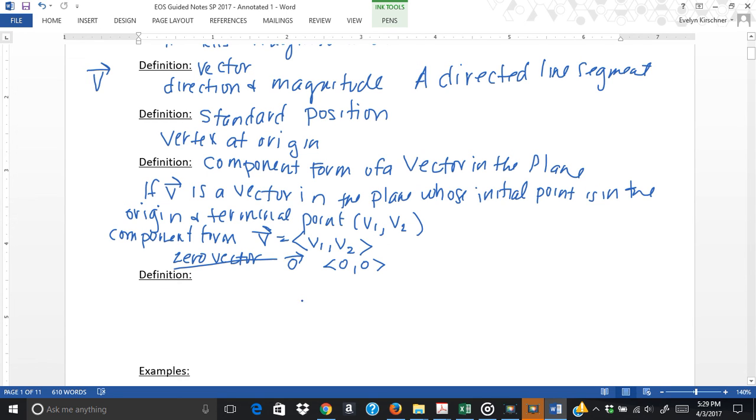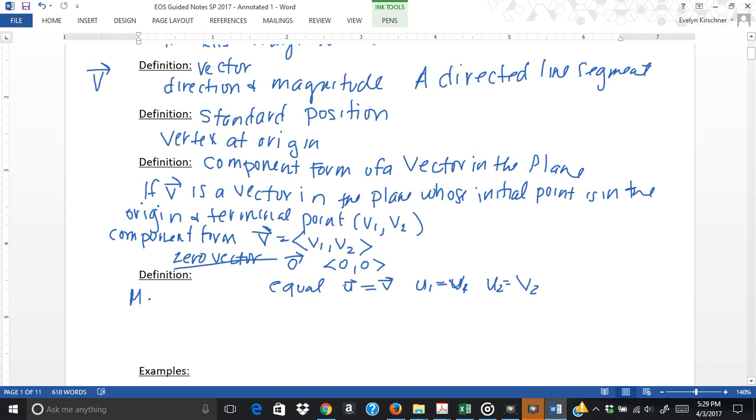When do I have equal vectors? Vectors are equal. So u would equal v only if u1 equals v1, and u2 equals v2. They have to equal each other. If that's the case, then the vectors are equal. So each of the components equal each other.